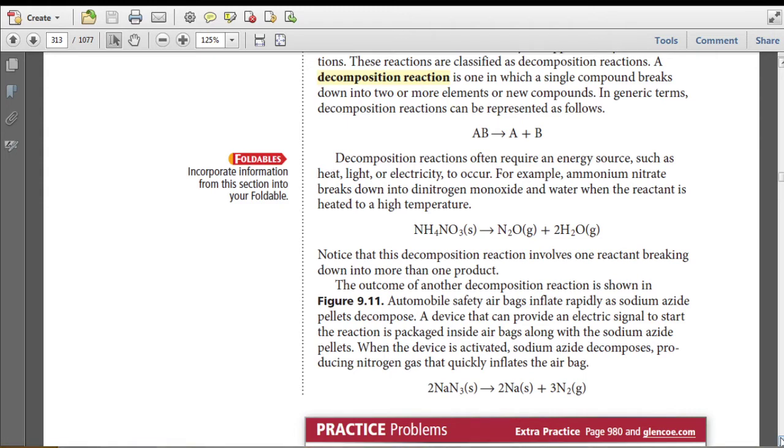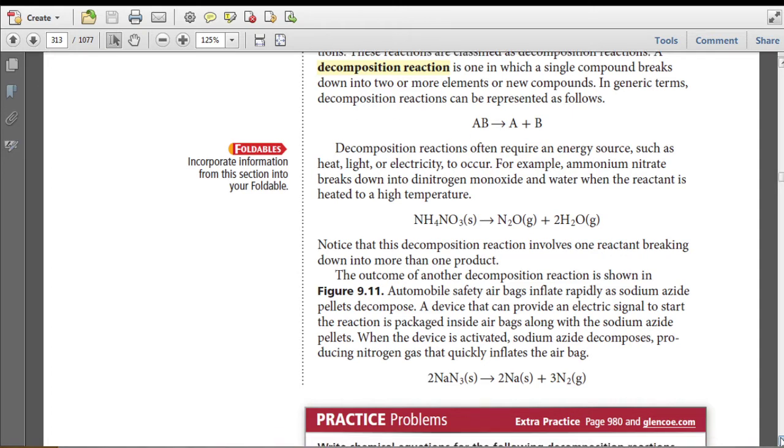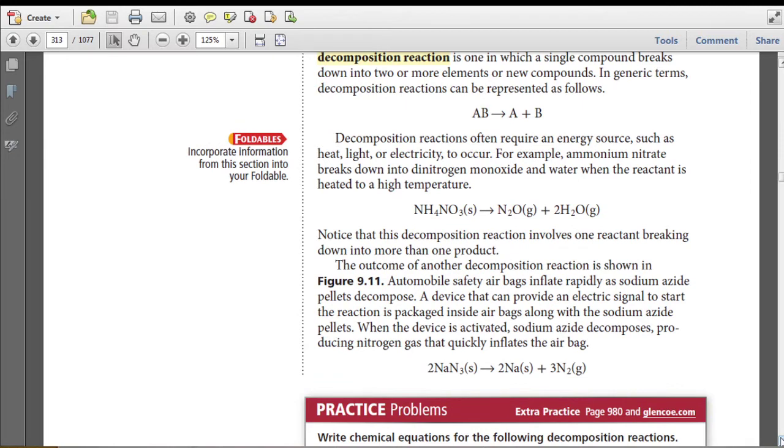The outcome of another decomposition reaction is shown in figure 9.11. Automobile safety airbags inflate rapidly as sodium azide pellets decompose. A device that can provide an electrical signal to start the reaction is packed inside airbags along with the sodium azide pellets. When the device is activated, sodium azide decomposes and produces nitrogen gas that quickly inflates the airbag.